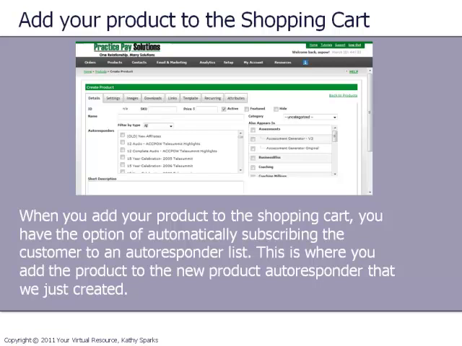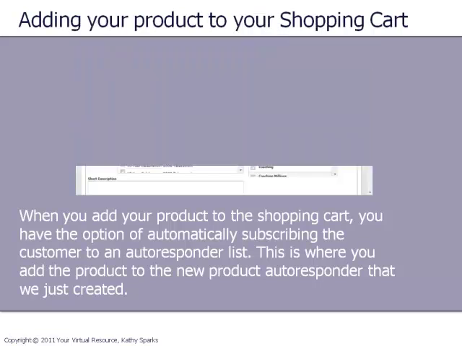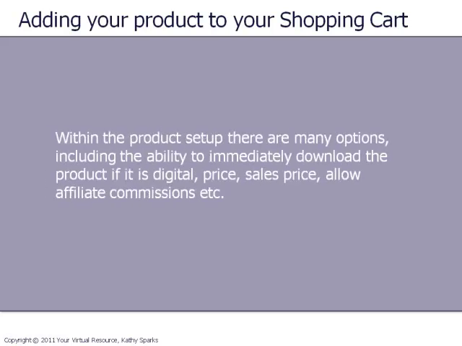Within the product setup, there are many options, including the ability to immediately download the product if it's a digital product. You obviously want to put in the price. You can also come back if you decide to change the price. If you have a sale going, you can put a sales price in. You can even set the dates that you want your sale to be effective.